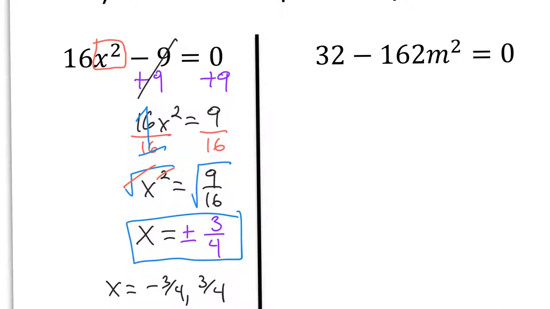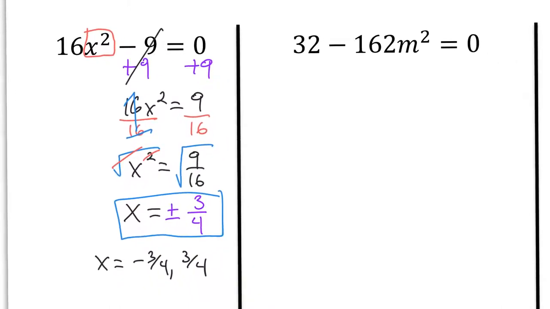So let's try another one here. The next one, same idea. We do have the m squared. We don't have the one in the middle, so I'm going to use the square root property. I'm going to subtract 32 from both sides right here. I'm going to cancel this one. Negative 162 m squared equals negative 32. 0 minus 32. One thing you also have to remember, I am not factoring. I am using the square root property. So that's why I'm solving.